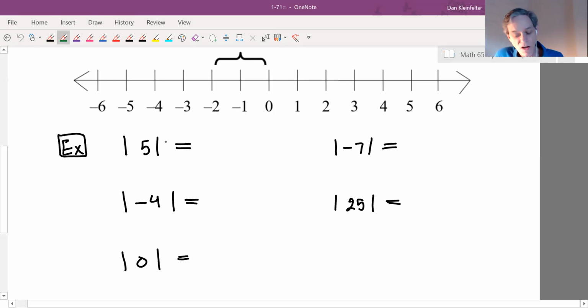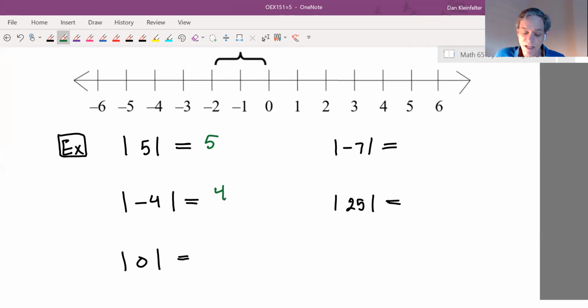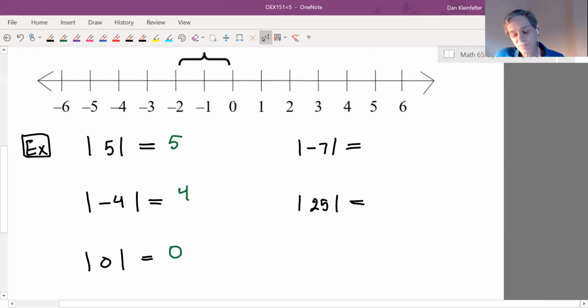The absolute value of 5 will be 5. How far is negative 4 from 0? Negative 4 is 4 units away from 0. It happens to be on the left, but who cares? It's 4 units away and that's it. How far is 0 from 0? Well, it is at 0, so the distance is 0. The absolute value of negative 7 will be positive 7. The absolute value of 25 will be 25.